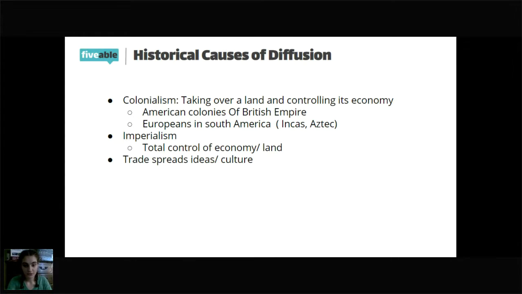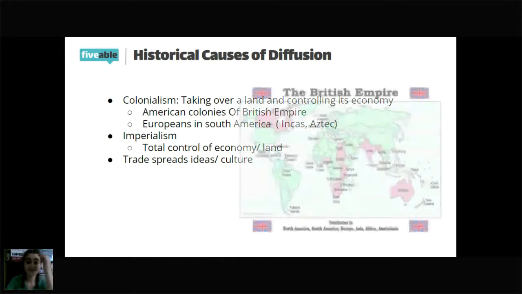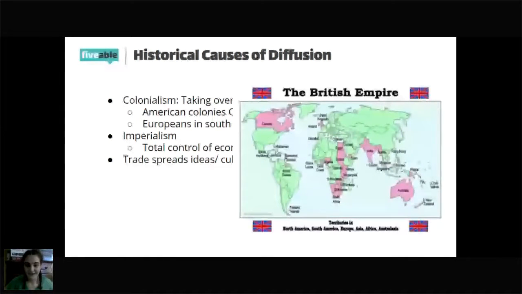Okay, we'll move on. Okay, so this is a map of the British Empire. Look how vast it is, right? There are a lot of British colonized countries in Africa, and a lot of those countries to this day speak very good English because of this influence.